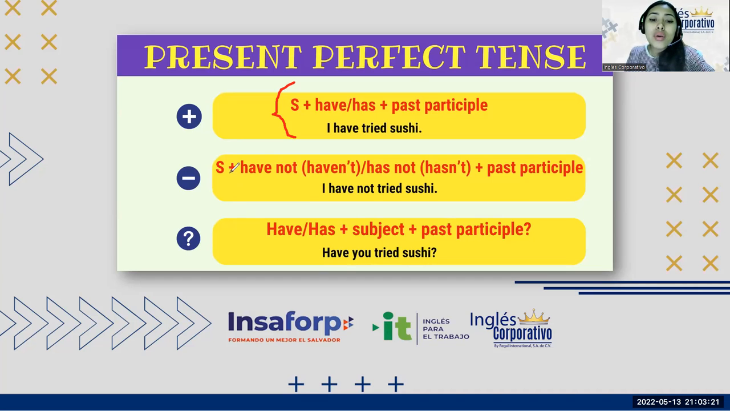Ok, guys, ahora mándeme un ejemplo con el negative. El negative lo hacemos de la siguiente forma. We have subject, we have not, ok. Solo le agregamos el not, o el has not, o en contractado va a ser contracted form haven't or hasn't. Plus past participle plus complement. For example, I have not tried sushi. Lo único que le haremos es el not, ¿ok? Ahora mándeme una oración con el not, please, guys. Una negativa, ¿all right?